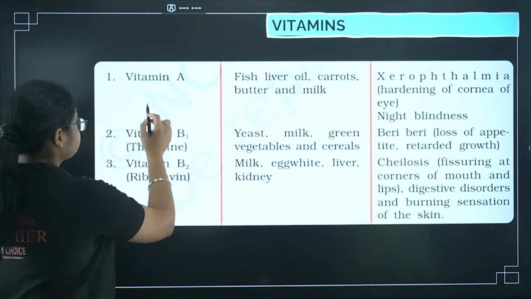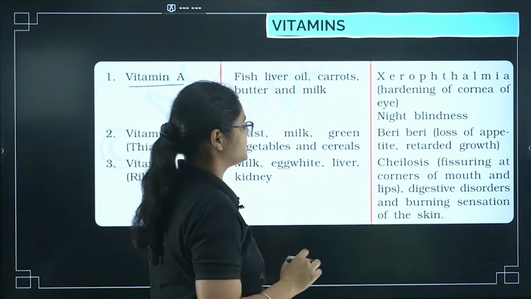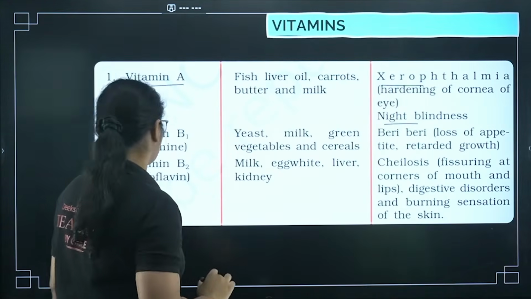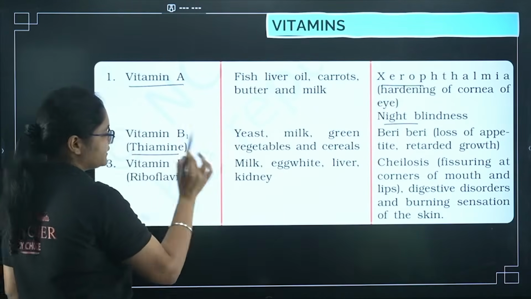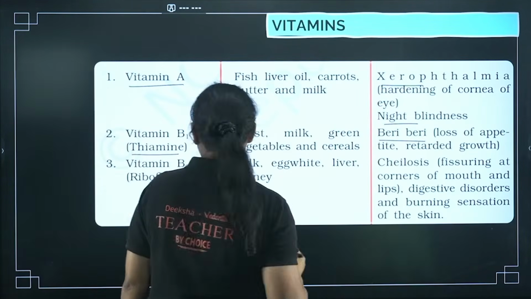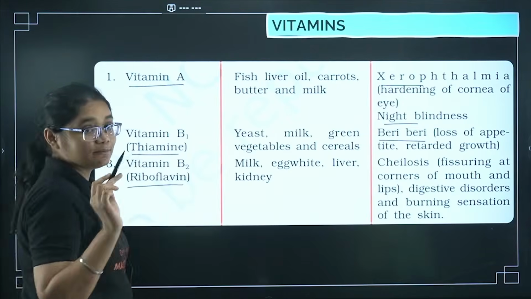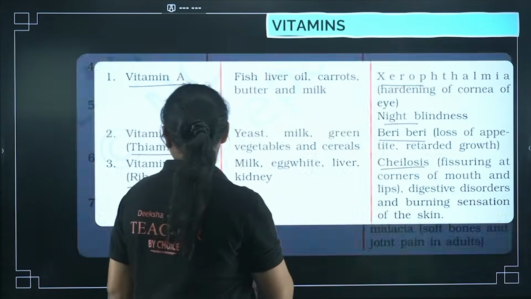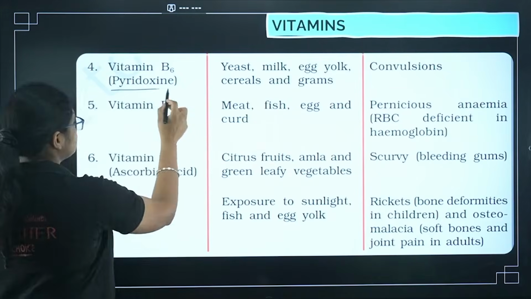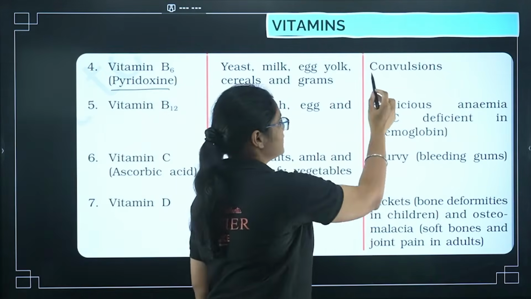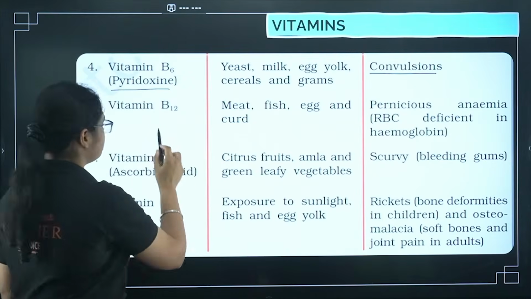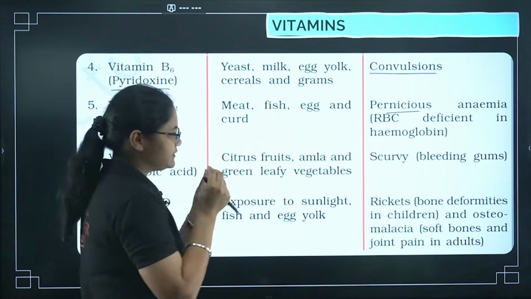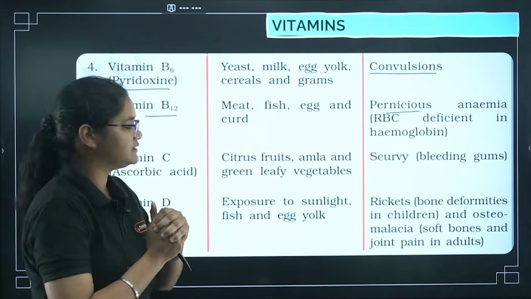So for example, vitamin A, the deficiency is xerophthalmia and night blindness. Okay, vitamin B1 is called thiamine and its deficiency disease is beriberi. Vitamin B2 is called riboflavin and its deficiency disease is cirrhosis. Next we have vitamin B6, which is called pyridoxine and it causes convulsions. Next we have vitamin B12, which causes pernicious anemia, where the shape of the RBC changes.